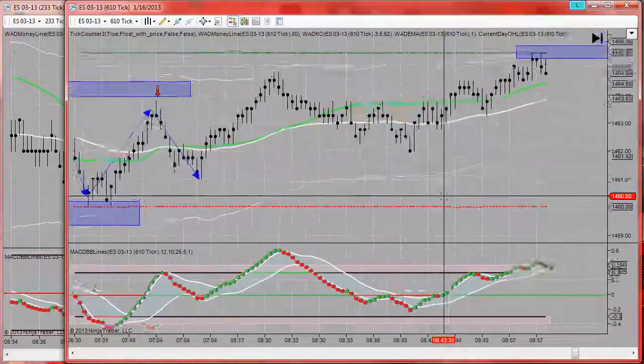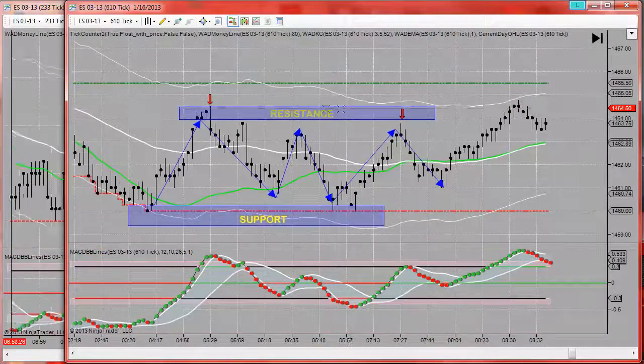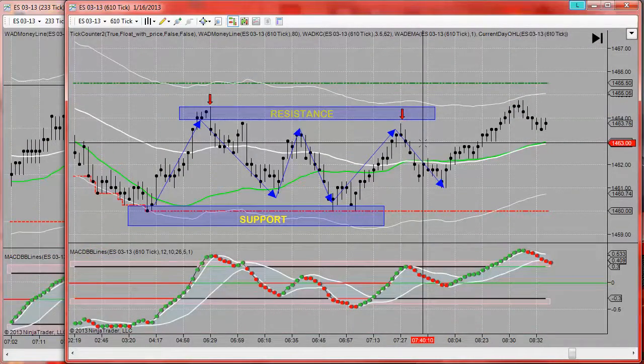Some of them are weak. Something like this one is just an interim area, whereas the one at the beginning is a really strong area that you have to be very careful about. So that's it for resistance.